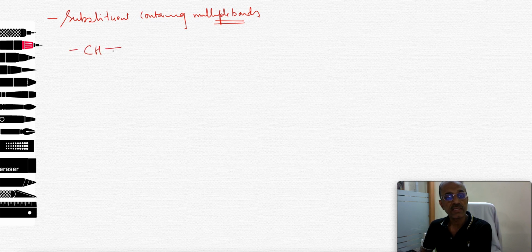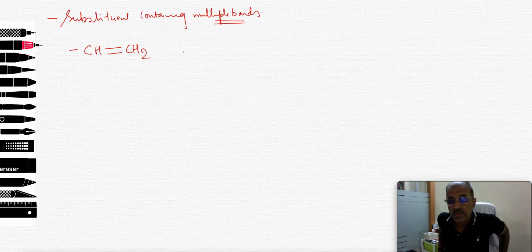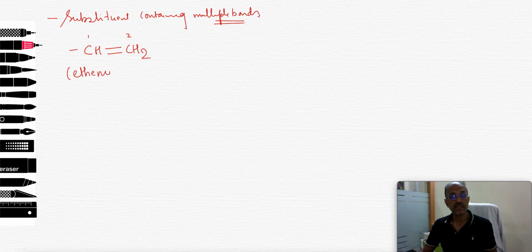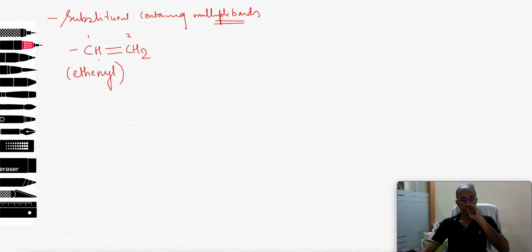Now take for example CH double bond CH2. This is known as ethenyl, also known as vinyl. This is a complex locant which contains a double bond.